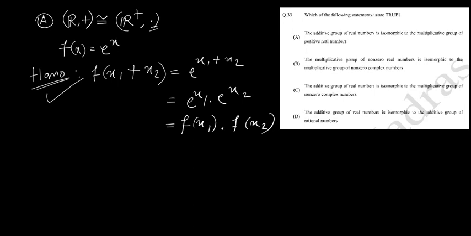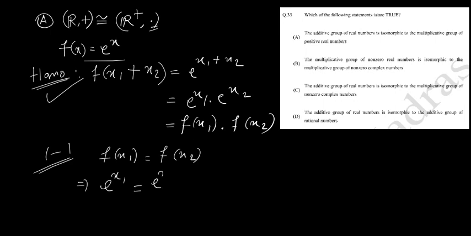Now we will check for one-one and onto. For one-one, suppose f(x1) equals f(x2). This implies, f(x) is e to the power x, so f(x1) is e to the power x1, and this equals e to the power x2. So this implies x1 equals x2. That means f is one-one.